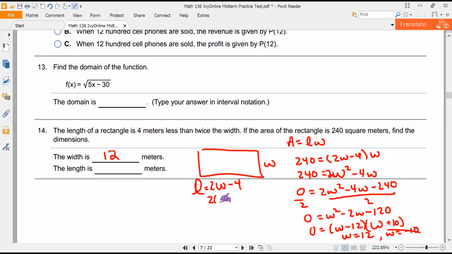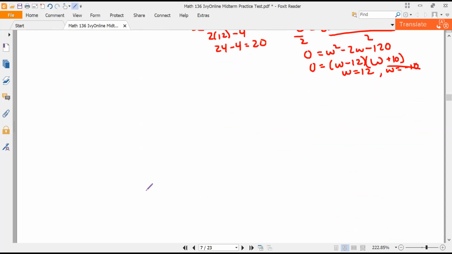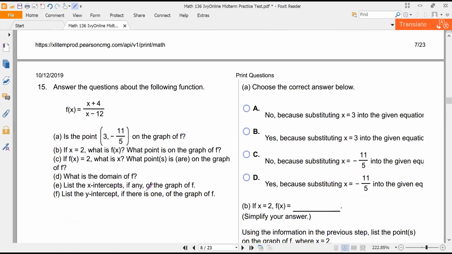And if you plug in, you can find your length. So this is 24 minus 4. So that's going to be 20 for the length. So 12 meters for the width, 20 meters for the length. Okay, so that means we're moving on to number 15.